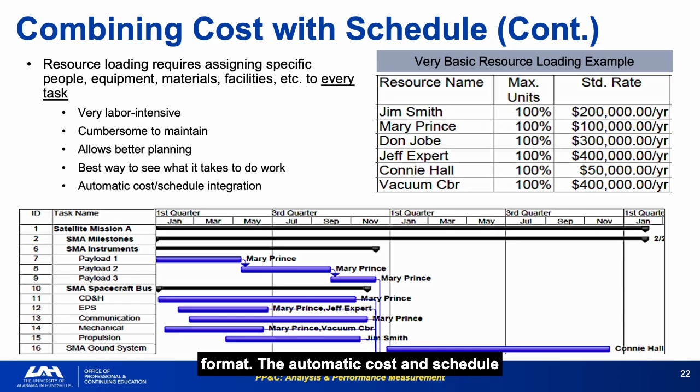The automatic cost and schedule integration that resource loading provides is what makes EVM most meaningful, because the cost is derived from the actual resource plan, not allocated from above. On large programs where EVM is contractually required, resource loading is usually the standard. On smaller programs, cost loading with careful WBS structuring is often sufficient.